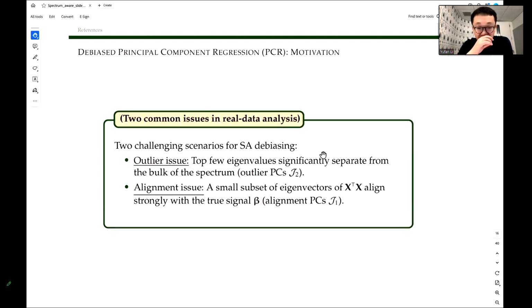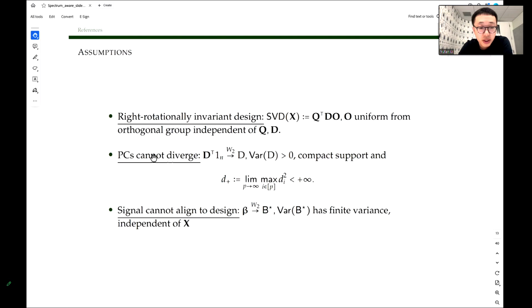Well, we applied this method to real data, and it turns out in some cases it still fails. We summarize the reasons for these failures as the following two. First, you can have the top few eigenvalues significantly separated from the bulk of the spectrum, or a small subset of eigenvectors of the design strongly align with the true signal beta. So this basically breaks these two assumptions right here.